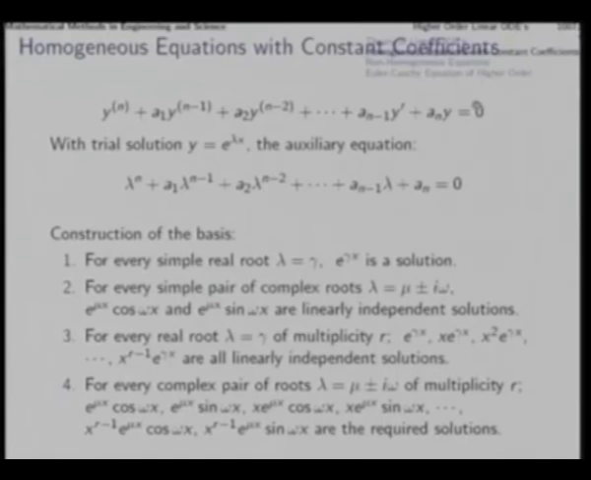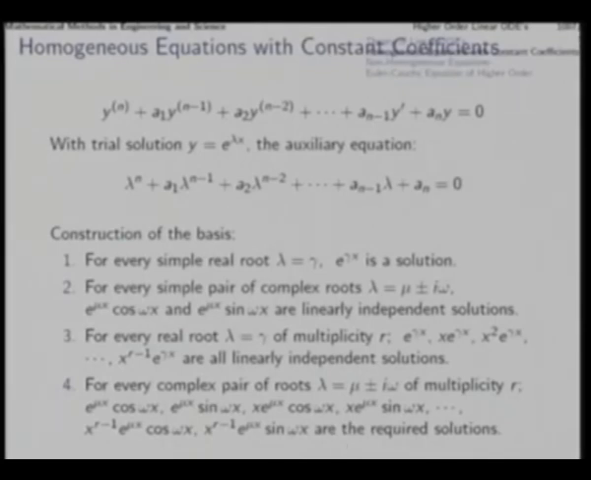Now, if we get a real root which is repeated, with multiplicity r, then e to the power gamma x, x into e to the power gamma x, x square into e to the power gamma x, and so on up to x to the power r minus 1 into e to the power gamma x, all these will give us r linearly independent solutions. This is something which you can prove. Similarly, for every pair of complex roots which appears repeated, you will have similar additional linearly independent solutions.